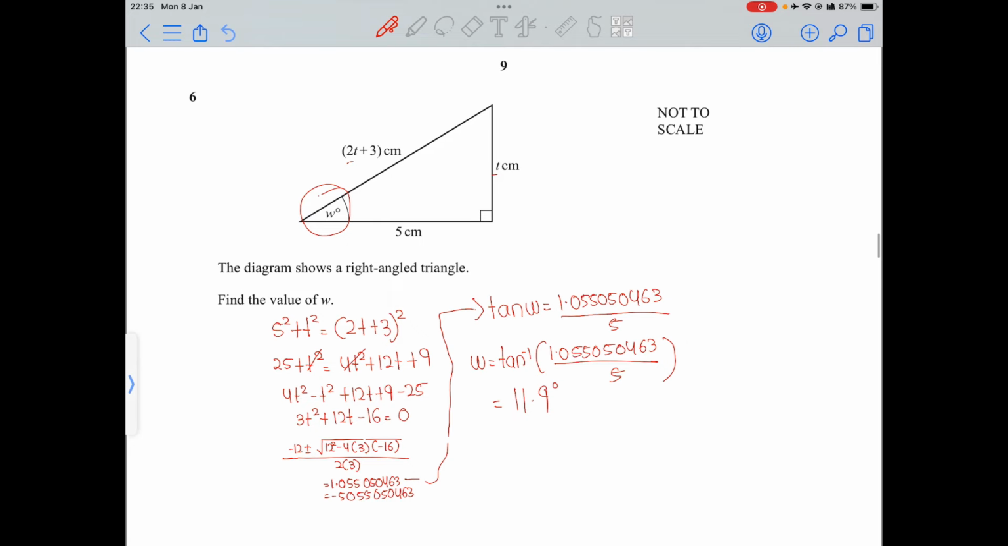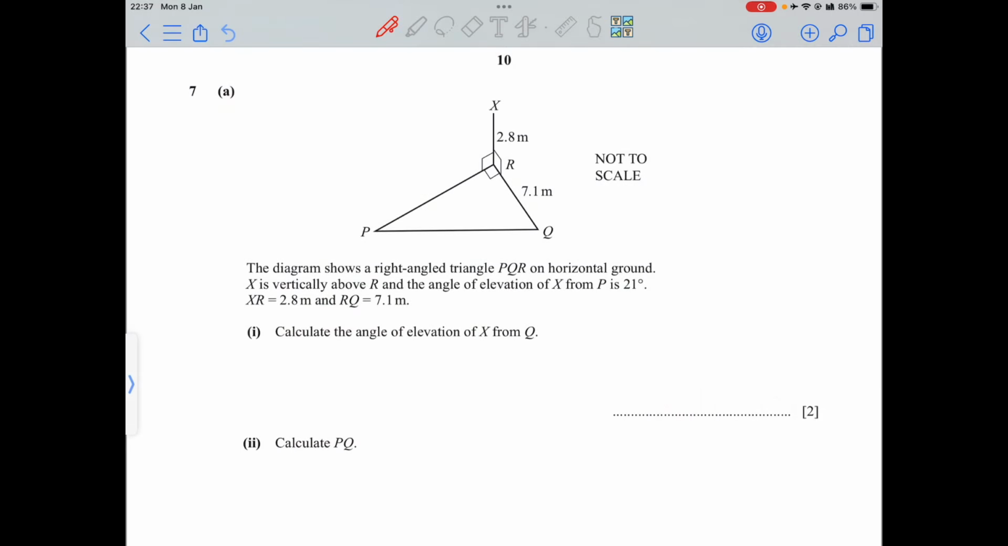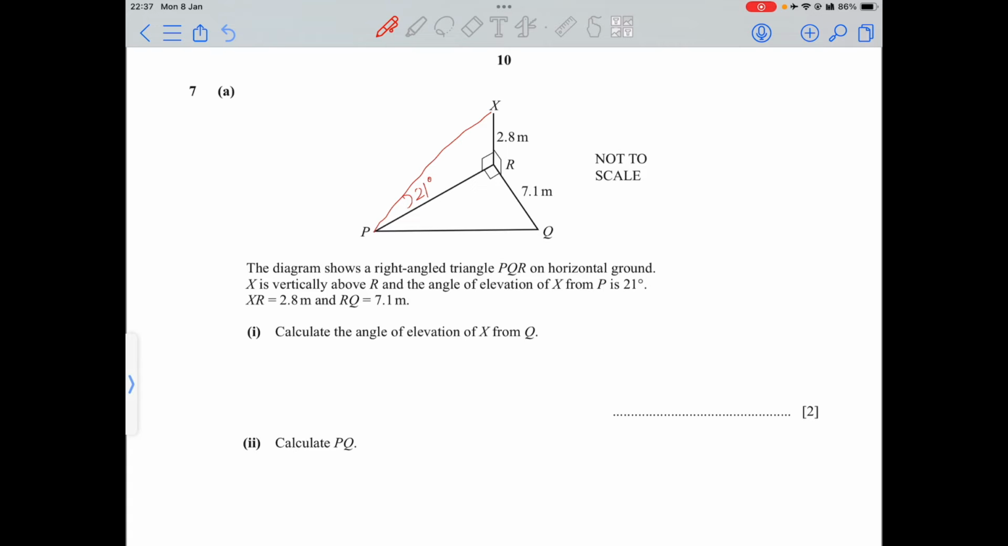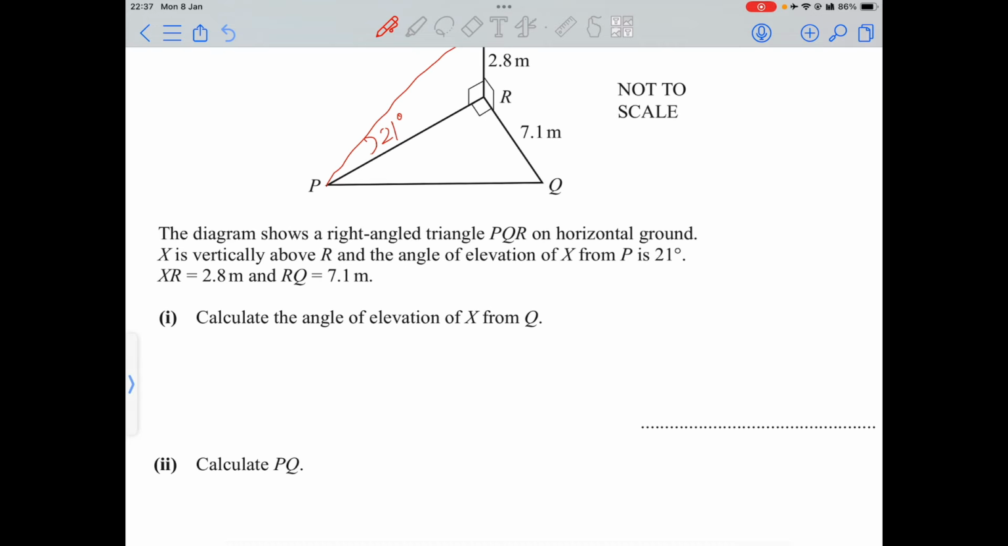Alright, let's move on to the next question. Now the next question is again a trigonometry question. This is question 7, which shows a right angle triangle PQR on a horizontal ground. X is vertically above R, so you can imagine XR being a pole. The angle of elevation of X from P is 21 degrees, and the other lengths are mentioned. Calculate the angle of elevation of X from Q.